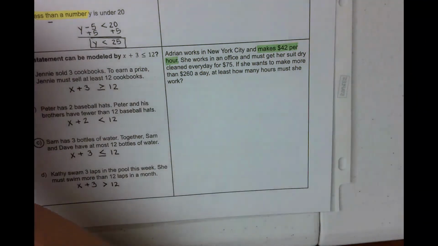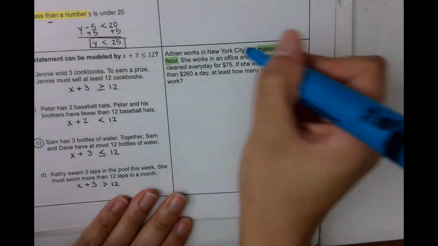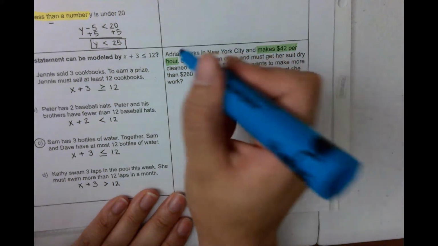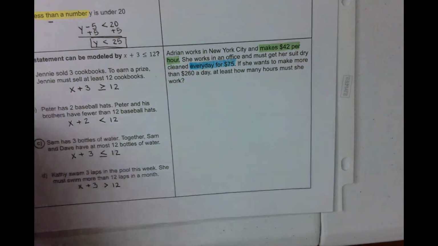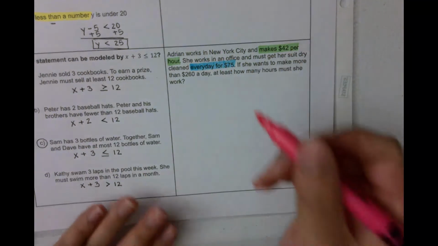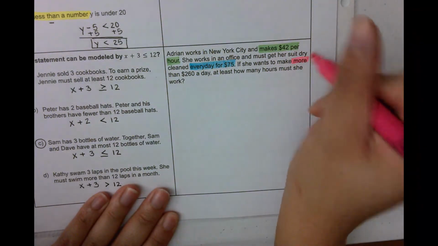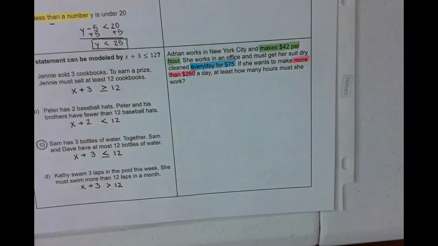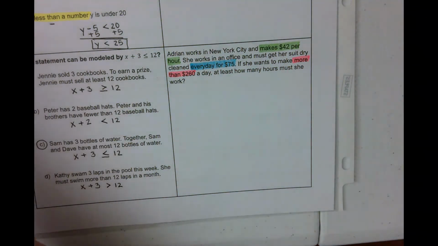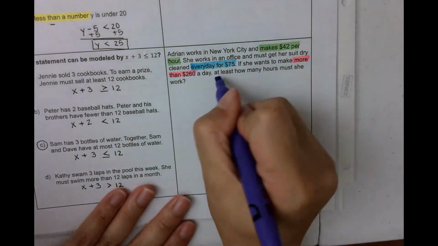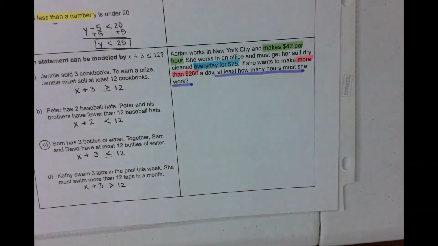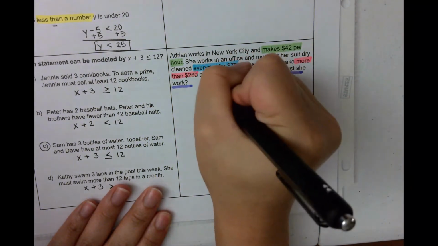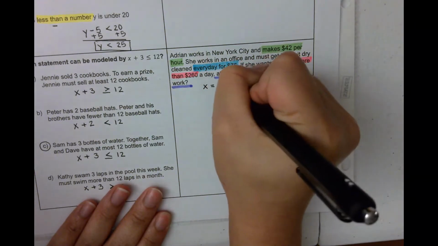We know that she needs to spend $75, so every day she needs to spend $75. We know that she also wants to make more than $260. So that's a key word here, more than $260. And then we want to find out at least how many hours must she work. Since I want to find out the number of hours, I'm going to set my variable x to the number of hours she needs to work.